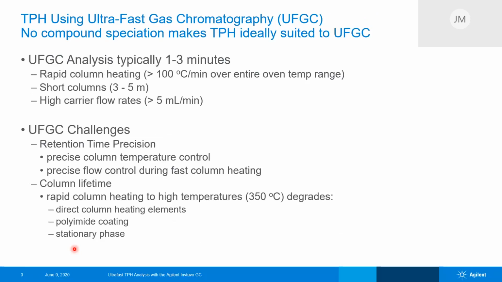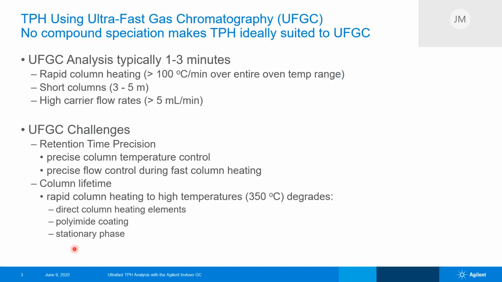Okay, so TPH using ultrafast gas chromatography, and I've abbreviated that by UFGC, is shown here. The fact that we are not doing compound speciation or trying to separate all the compounds is an ideal situation for trying to apply a method to ultrafast GC because we don't really have to worry about chromatographic resolution. So with ultrafast GC, the definition of that is typically analysis times in the 1 to 3 minute range.